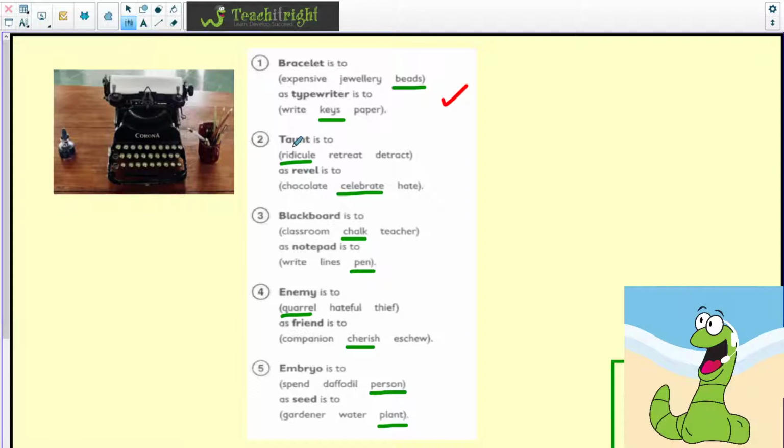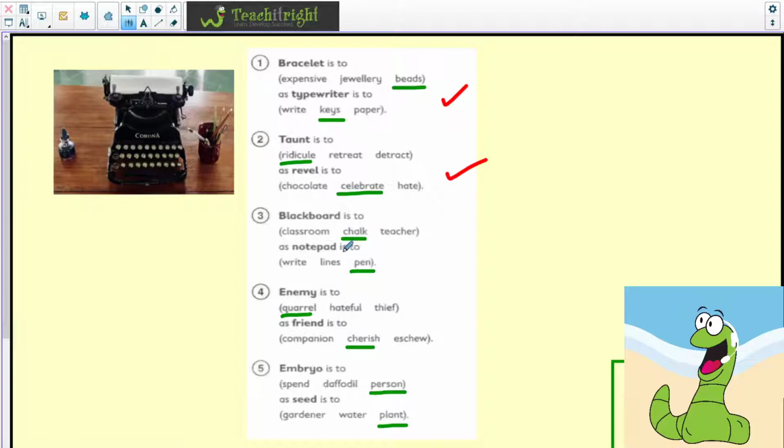To taunt, if you taunt someone, you kind of ridicule them, you tease them. So we are looking here at synonyms, and I think when we've seen these before, certainly in the lesson, we talked about whether they're antonyms or synonyms, but this one is a synonyms example. So taunt is to ridicule, as revel is to celebrate. So those are synonyms.